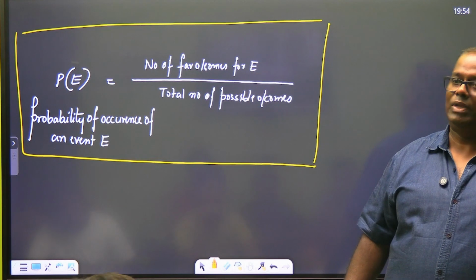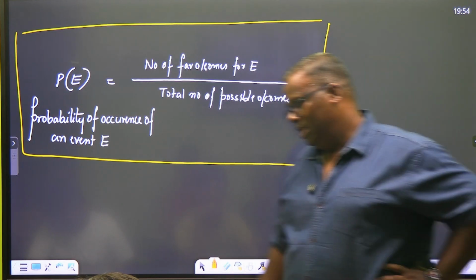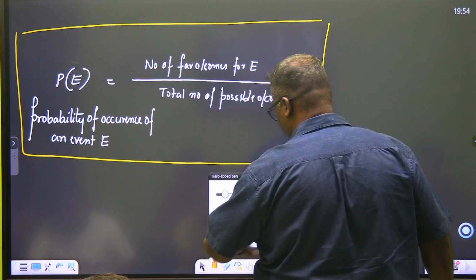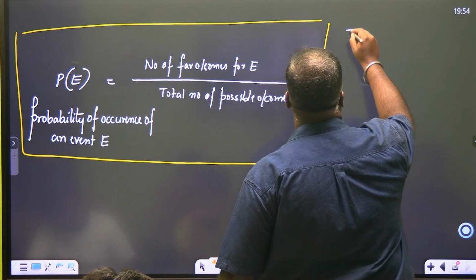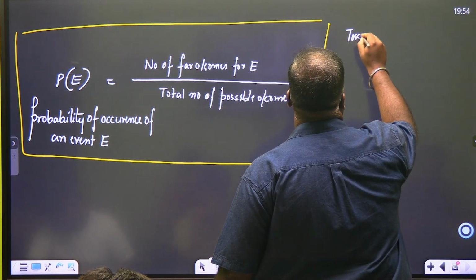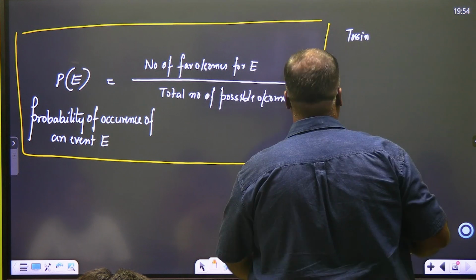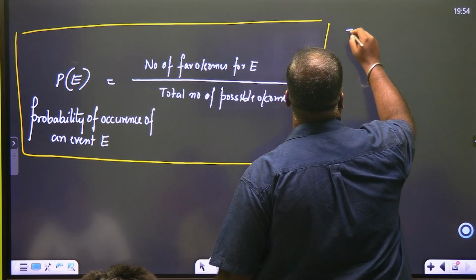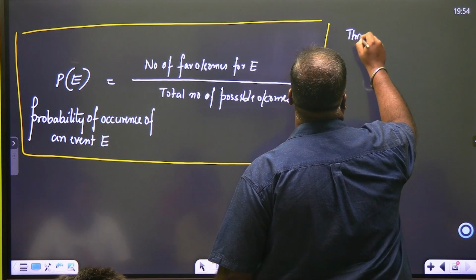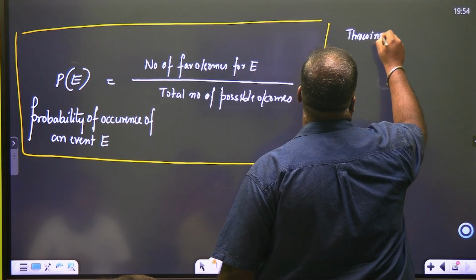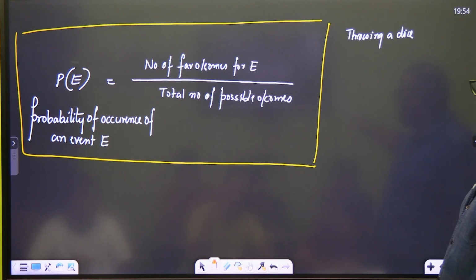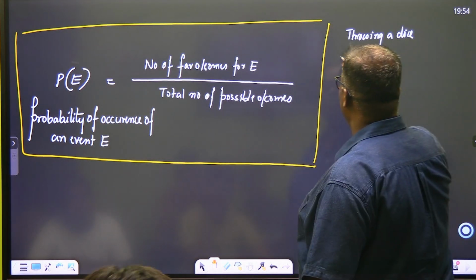Clear? Okay. If that be the case, let's take a small question to see whether we have understood this or not. We'll take a simple question: throwing a dice. I've not yet formulated the question, I just said throwing a dice. So when you throw a dice, you can straight away create your sample space.